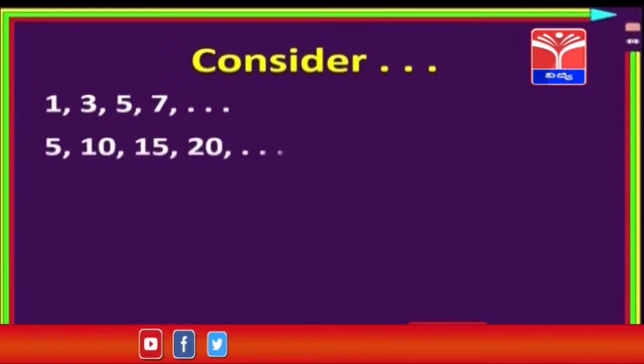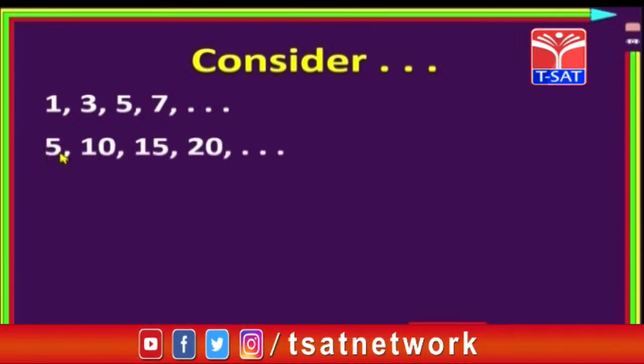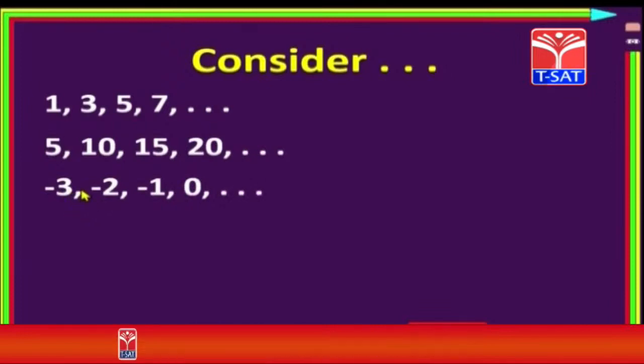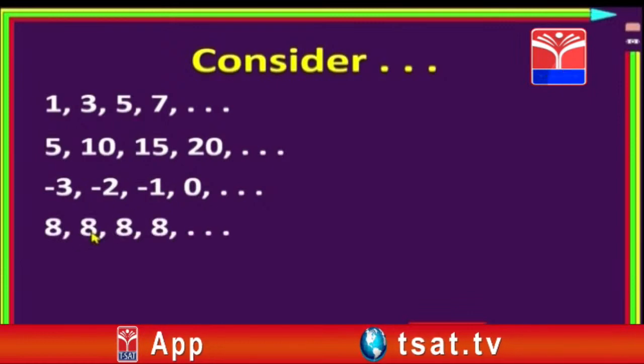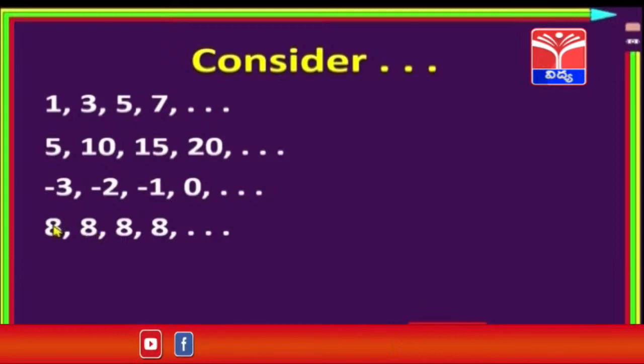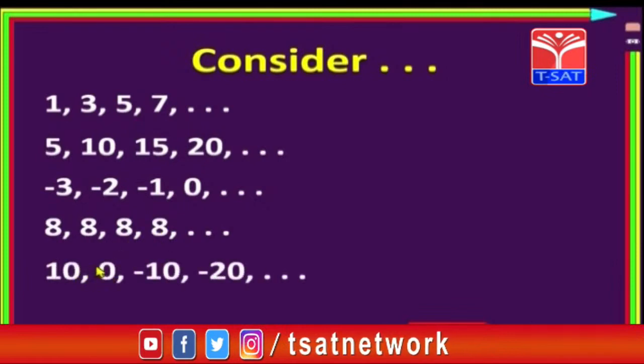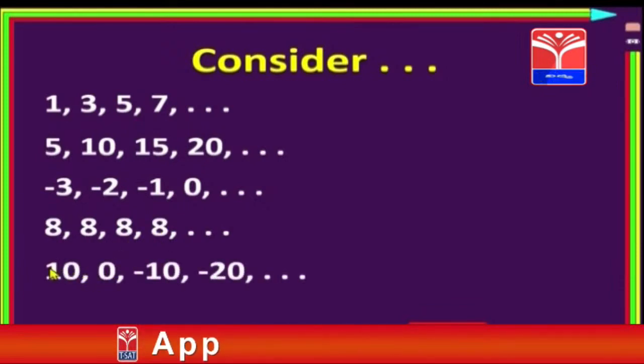Next, in this one, each term is increased by 5. In this one, if we add a fixed number 1, then we will get the next terms. In this sequence, what is the fixed number? Can you guess? Yes, the fixed number is 0. 8 plus 0 is 8, and so on. And in the last one, the fixed number is minus 10. 10 plus minus 10 is 0. 0 plus minus 10 is minus 10. Minus 10 plus minus 10 is minus 20, like that.